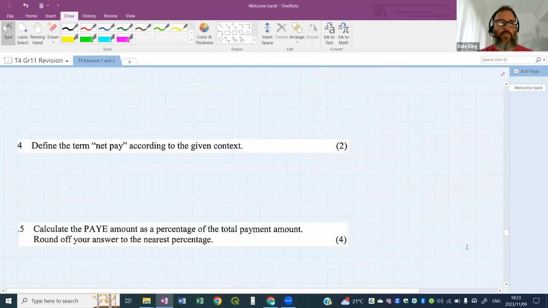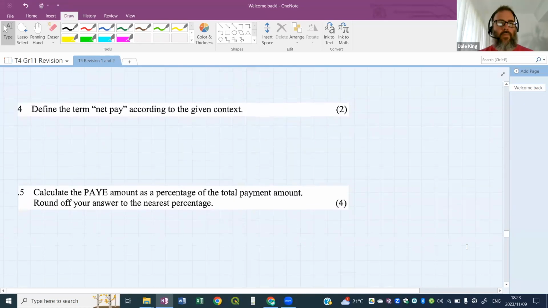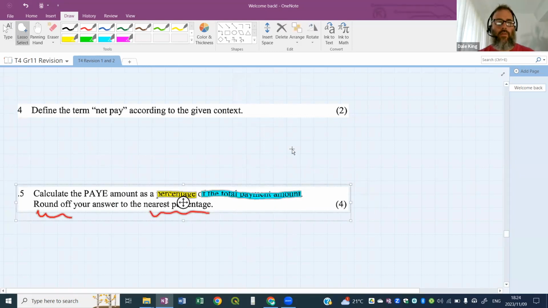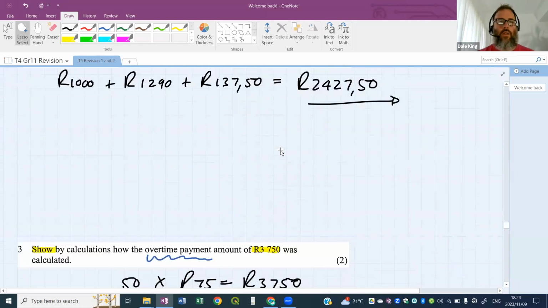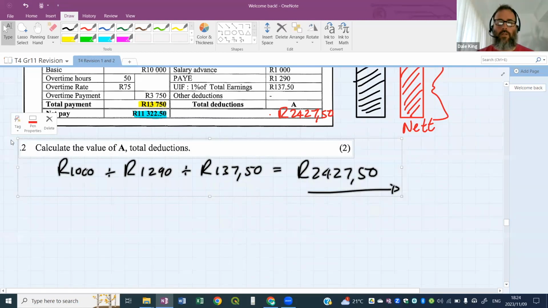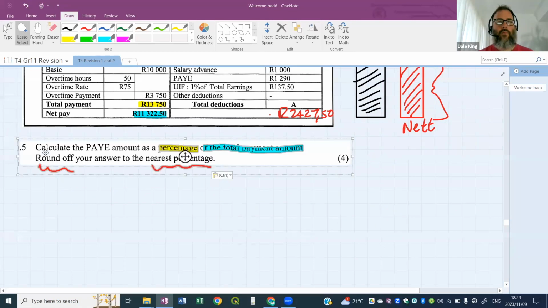All right, number 5. Calculate the PAYE amount as a percentage of the total payment amount. Round off your answer to the nearest percentage. Now I'm going to take all of this and move it up so we can look at it over here. Let me just remove this and I'll bring this question up here so you can see the question and the information. There we go.